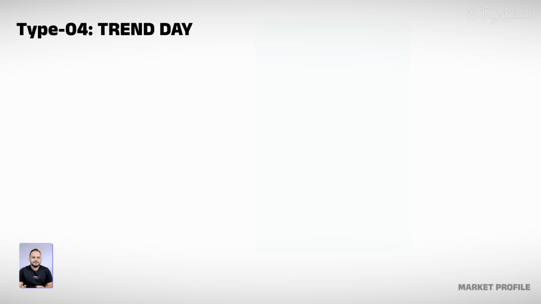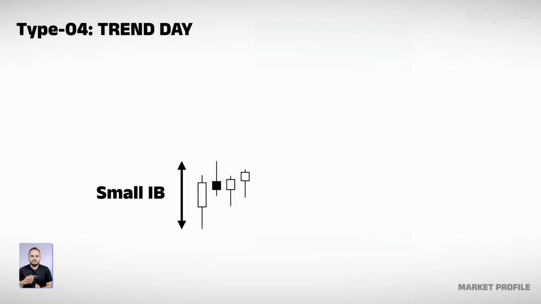And the fourth type of day structure is basically the trend day. And this is my personal favorite because trend days are when we can make most of the money. This is when the market trends strongly in one particular direction. The first sign of a trend day is a narrow or small initial balance range. So when we spot a small IB, we can anticipate a trend.